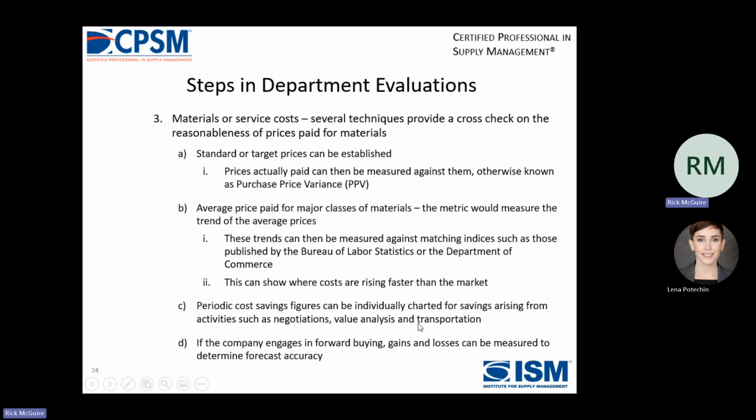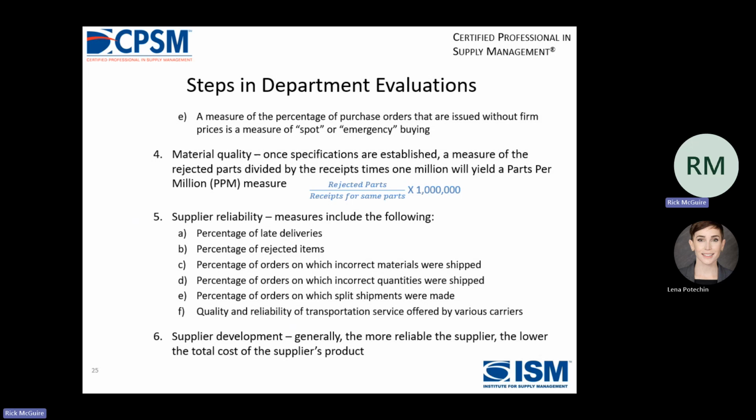Periodic cost savings figures can be individually charted for savings arising from activities such as negotiation, value analysis, and transportation. It's just hard to convince accounting that these are actual savings. And if the company engages in forward buying, gains and losses can be measured to determine forecast accuracy. I don't know of any companies that really engage in forward buying, which is buying ahead of demand. Measure of percentage of purchase orders that are issued without firm prices is a measure of spot or emergency buying. This would be e-buys for PACCAR.